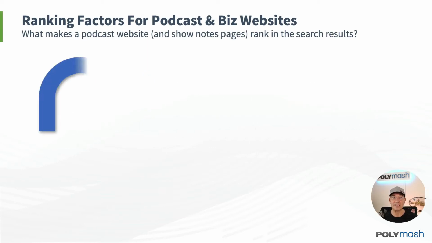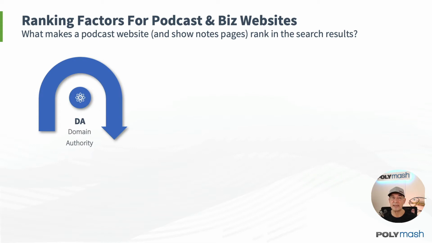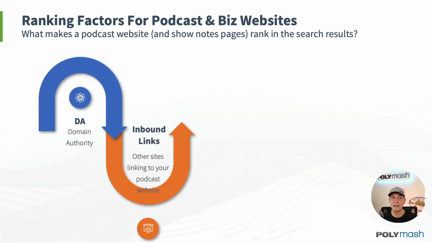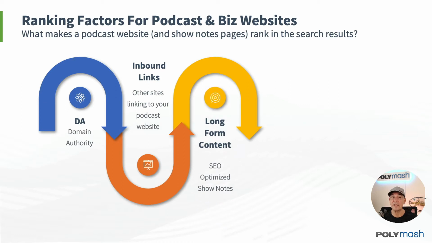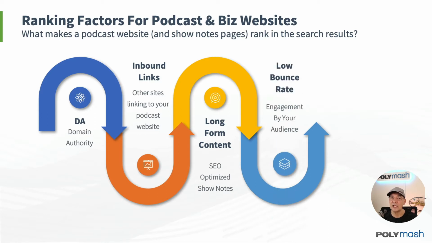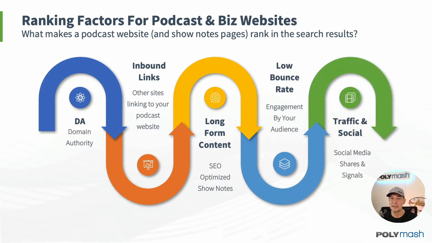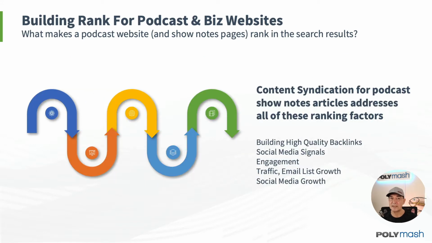How ranking factors are influencing podcast and website growth, including domain authority. We talked about the importance of incoming links, and also how long-form episode show notes content, when it's SEO optimized, is a contributing factor. And finally, engagement on your website and social media signals. All of those are factors where content syndication for podcast show notes articles contributes and basically improves them by building backlinks and sending those social signals to Google.